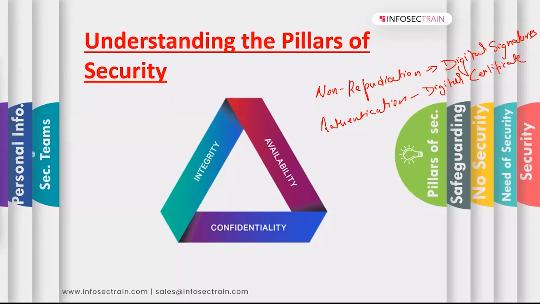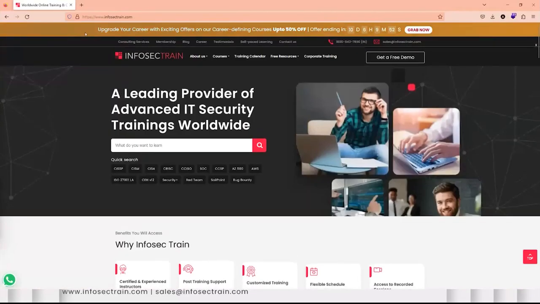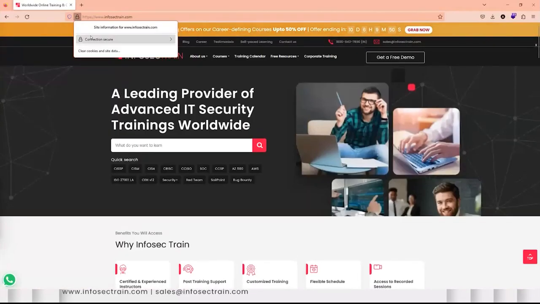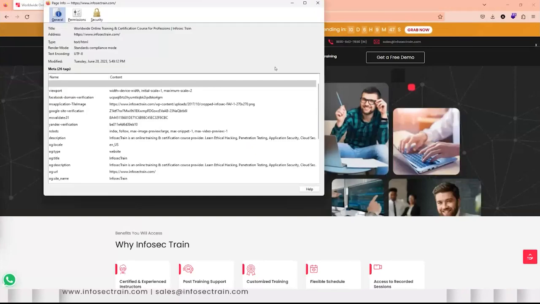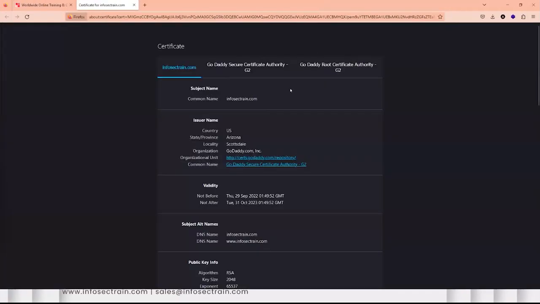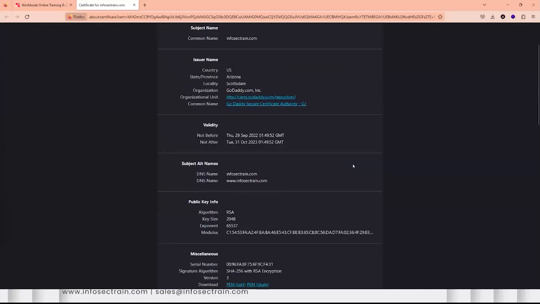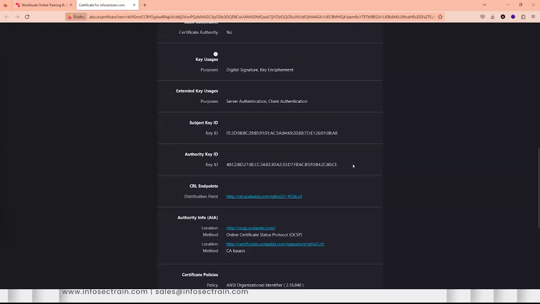Your digital certificate is checked whenever you open any website. So if I go here, more information, view certificate. So this is the digital certificate, right? And the company which gave the digital certificate, it is GoDaddy. There are others as well, like Global, DigiCert, Cloudflare, Google. So lots of certification providers are there.